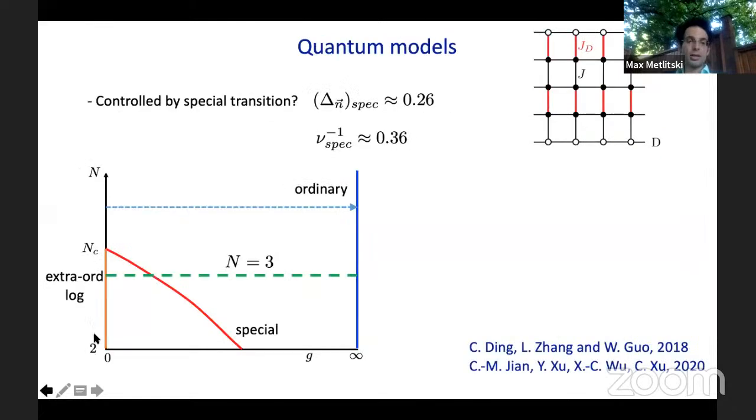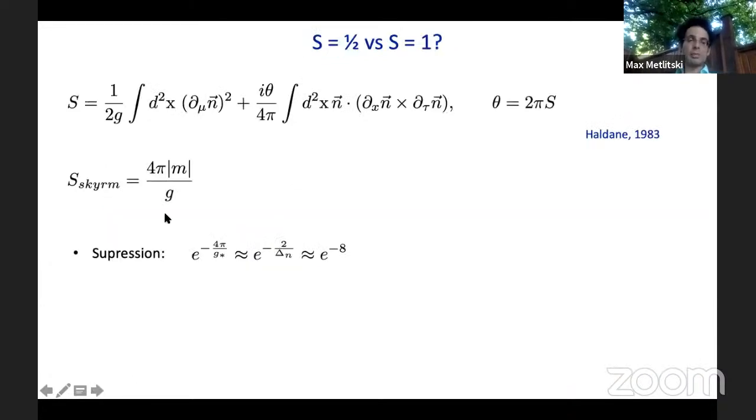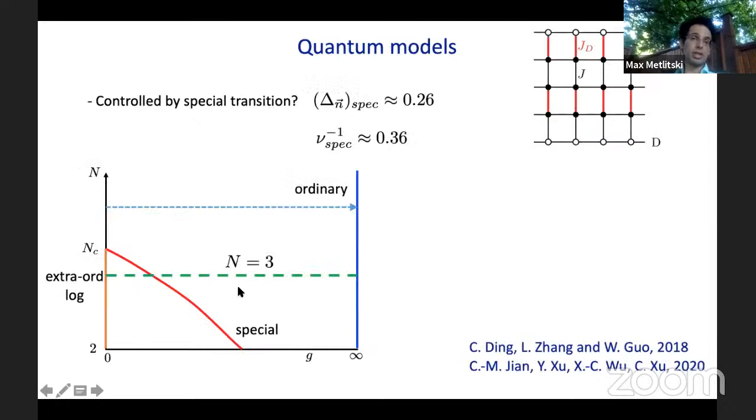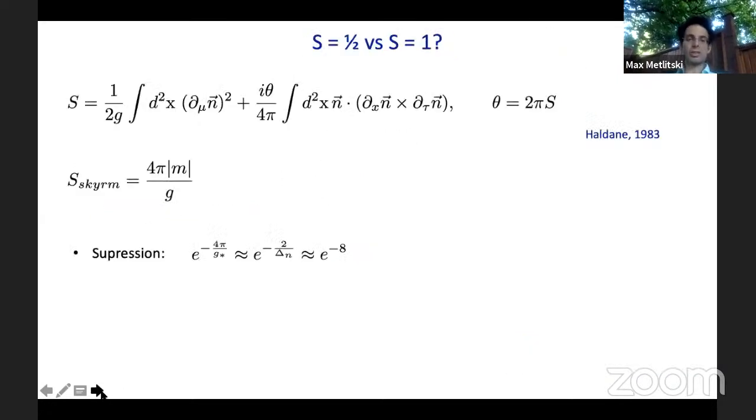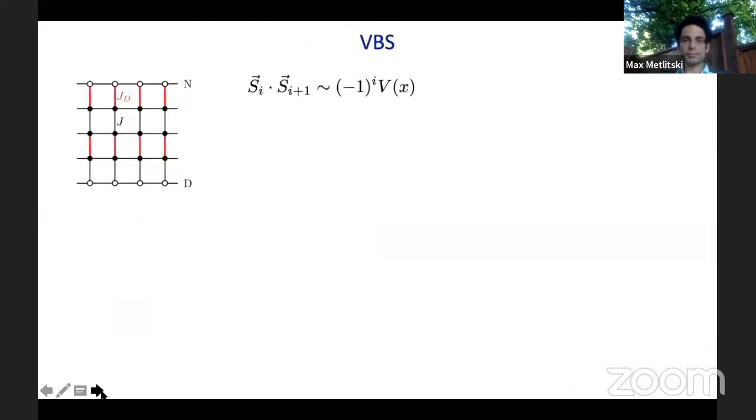Maybe that's why the dangling edge is controlled by the special transition for both spin 1/2 and spin 1. In principle, we expect small differences in exponents for spin 1/2 and spin 1 due to these non-perturbative Skyrmion effects, but perhaps they're just suppressed because the fixed point coupling G is small at the special transition for n equal 3. So that could be a story. Whether it's true or not is not quite clear.